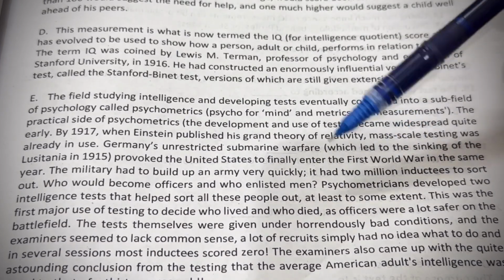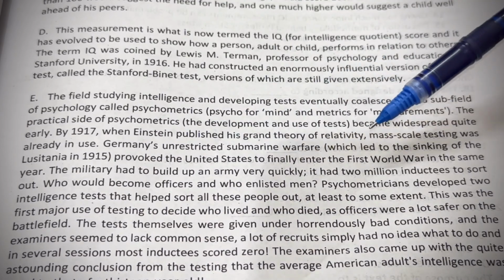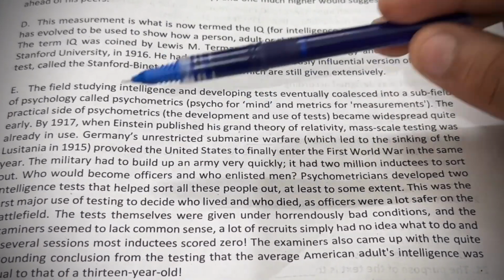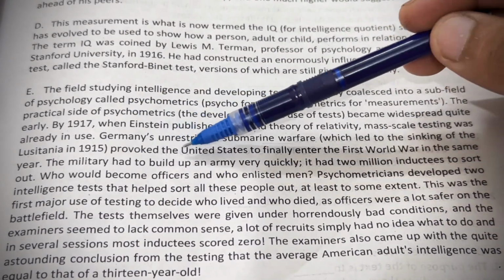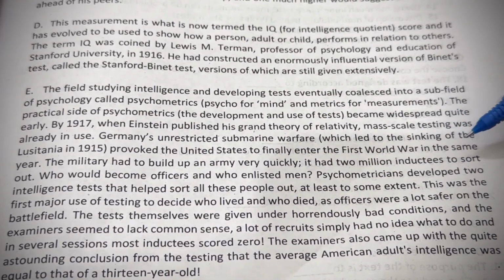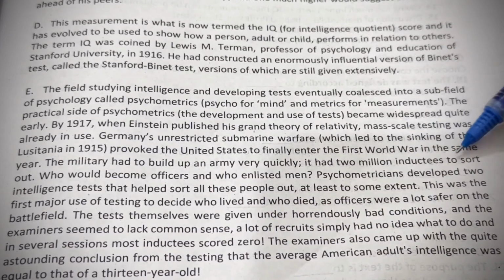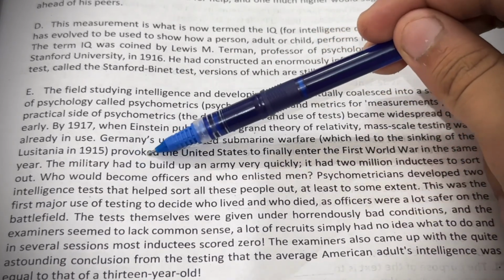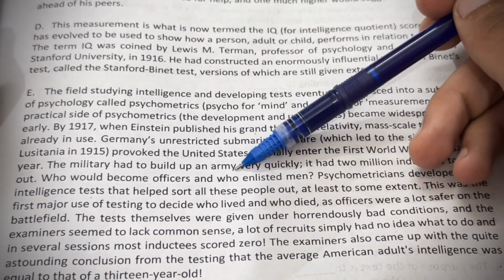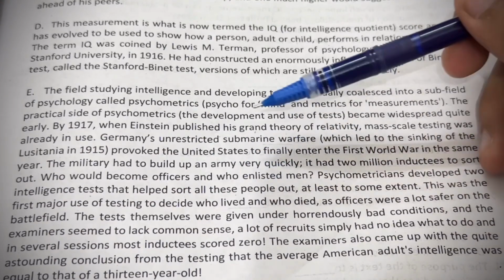Here, First World War. Germany's unrestricted submarine warfare, which led to the sinking of the Lusitania, provoked the United States to finally enter the First World War in the same year. The military had to build up an army very quickly. Military को यहाँ पर army बहुत quickly बनानी थी. They are talking about US Army over here. We have found US, we have also found Army.